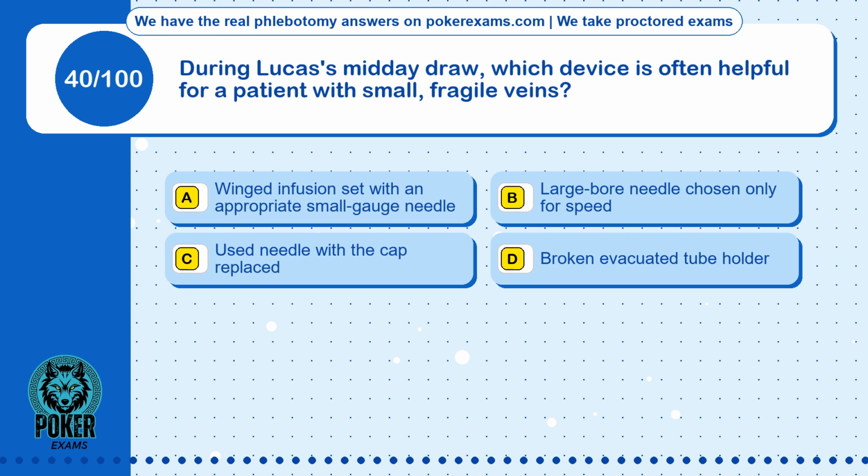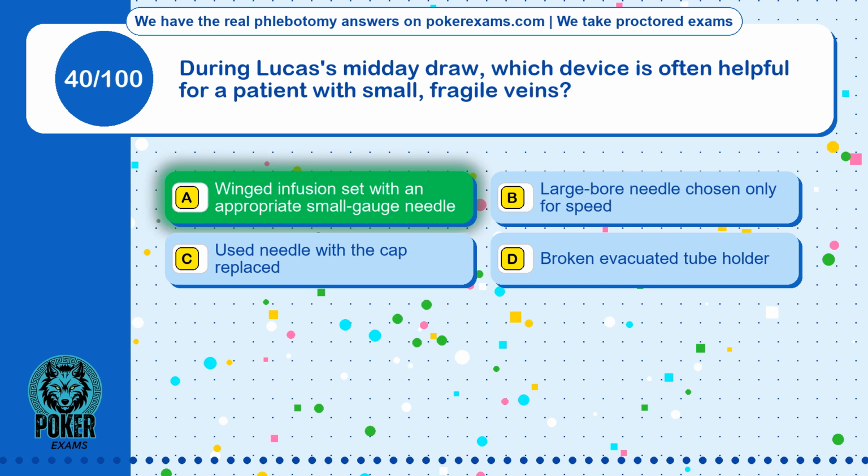Question 40. During Lucas's midday draw, which device is often helpful for a patient with small, fragile veins? Option A. Winged infusion set with an appropriate small gauge needle. Option B. Large bore needle chosen only for speed. Option C. Used needle with the cap replaced. Option D. Broken evacuated tube holder.